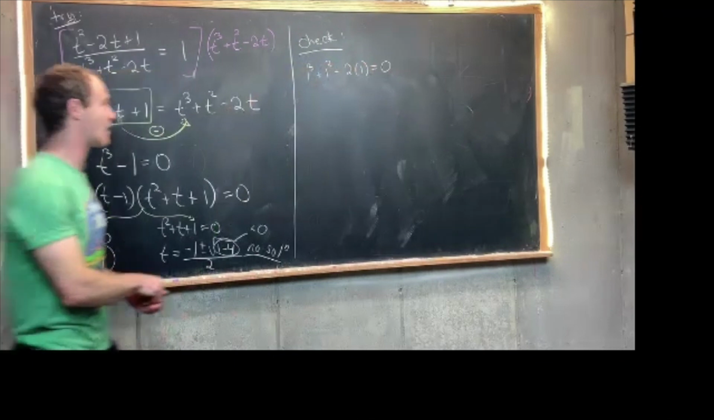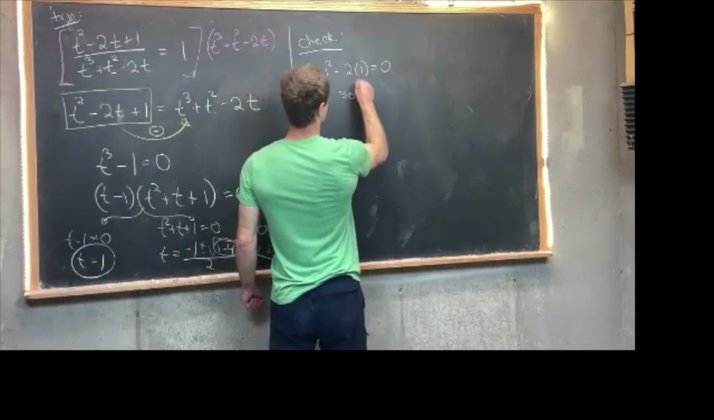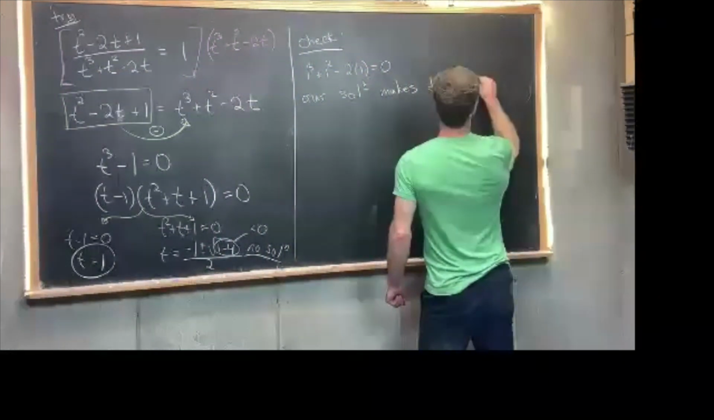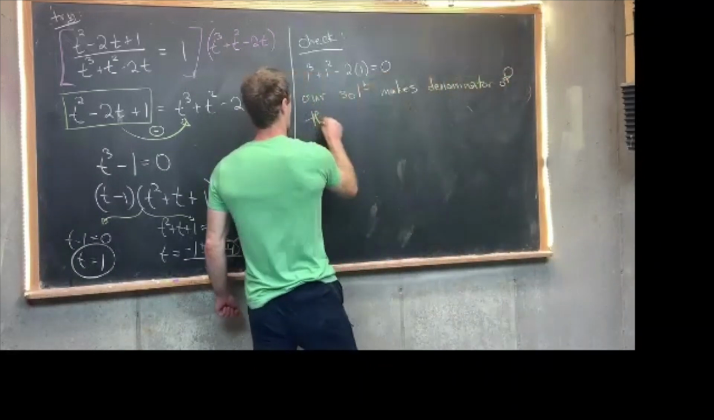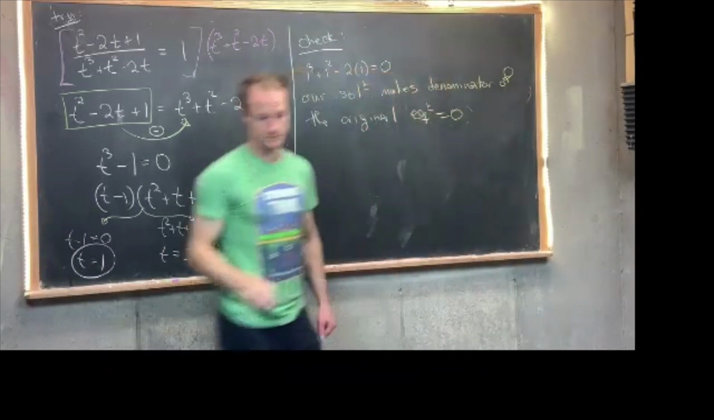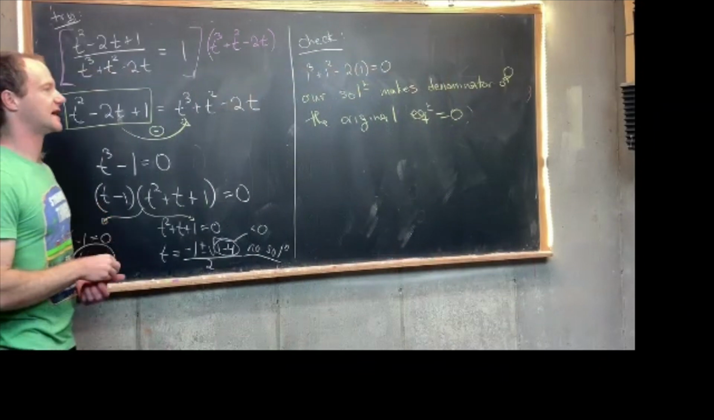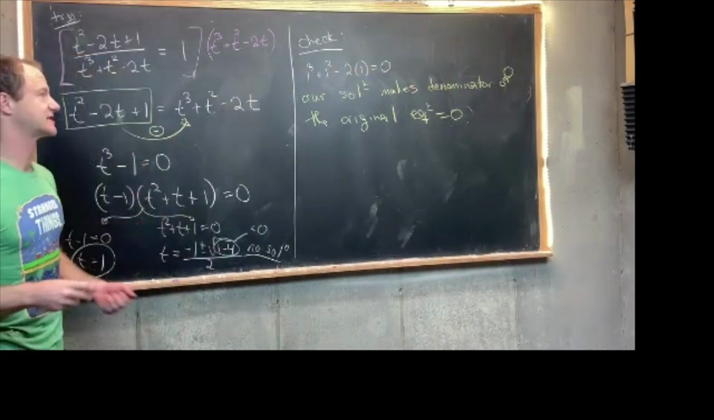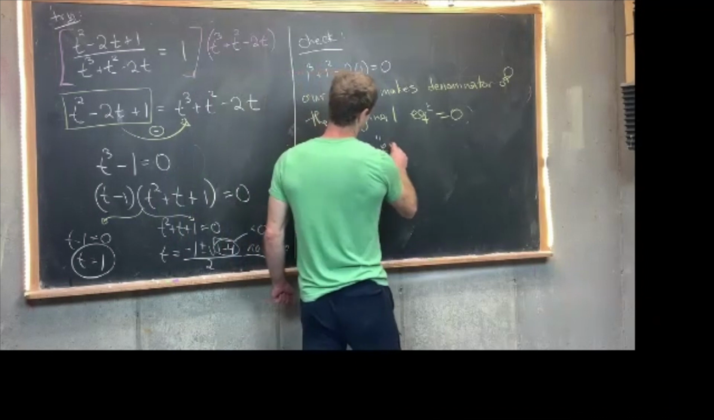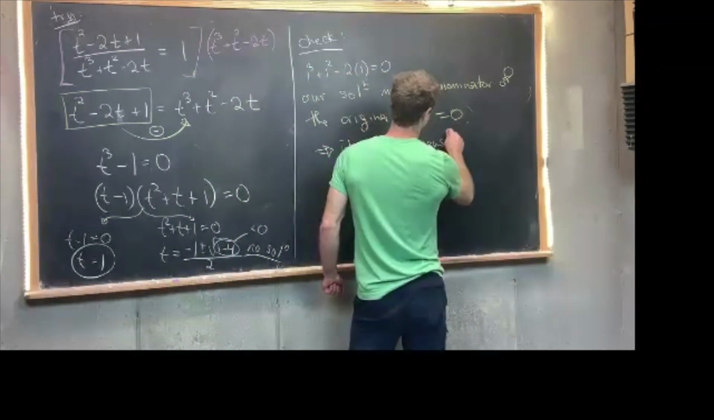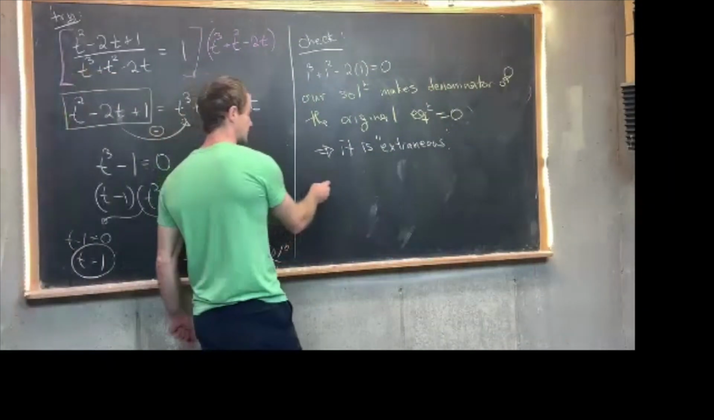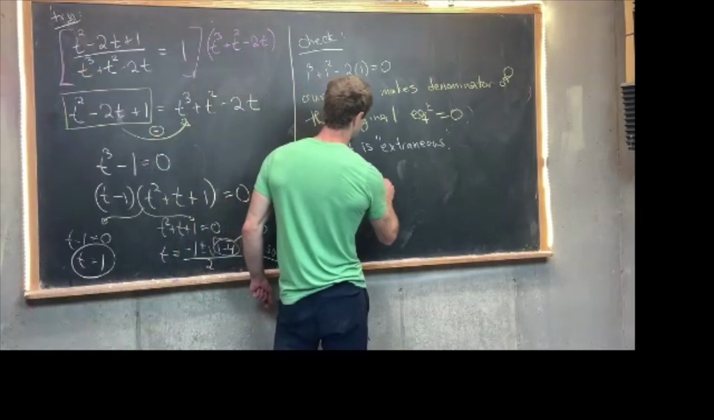So in other words, our solution makes the denominator of the original equation equal to 0. But that's something that we do not want to happen, which means this is actually not a solution. It's an extraneous solution. So it is, maybe I'll put it in quotes, extraneous. It's an extraneous solution. So the only possible solution was an extraneous solution. So that means there is in fact no solution.